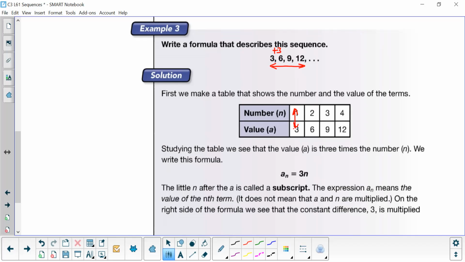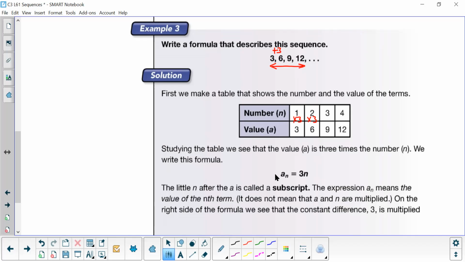Okay. So if I look here, I could say that I'm adding 2. 1 plus 2 is 3. But then I would have to repeat that formula on the next one. 2 plus 2 is not 4. So I know it's not adding 2. So another way to get from 1 to 3 is multiplying by 3. So 1 times 3 is 3. 2 times 3 is 6.